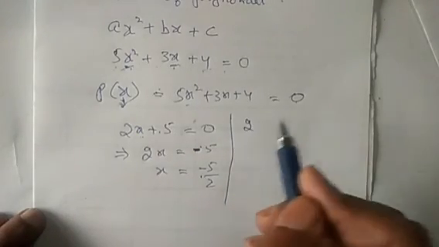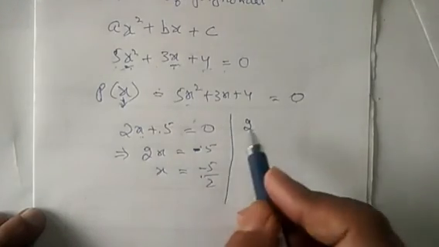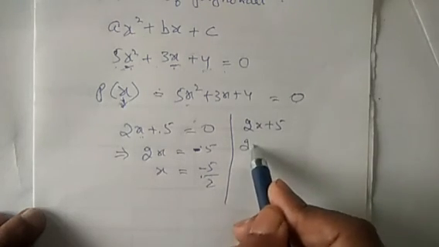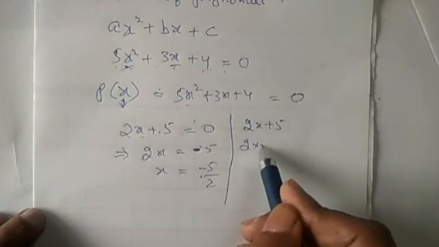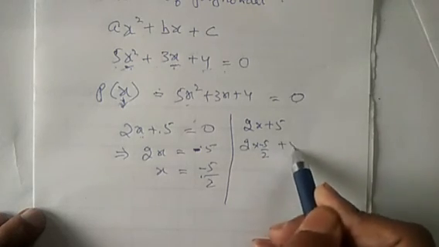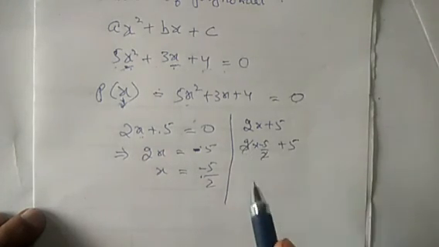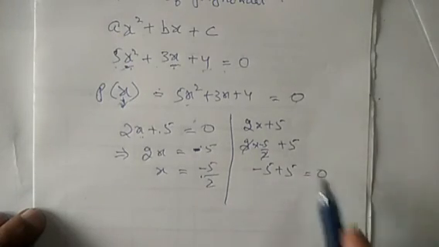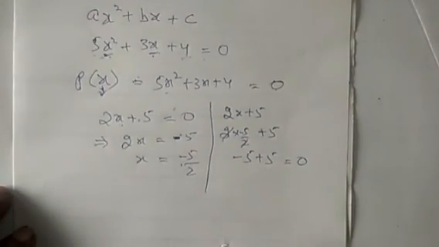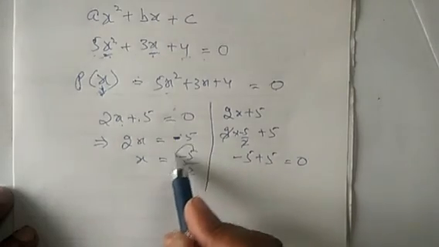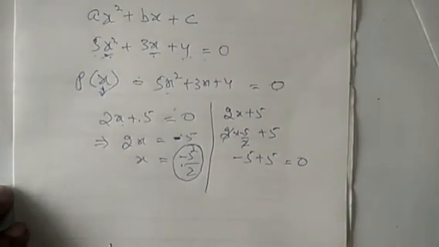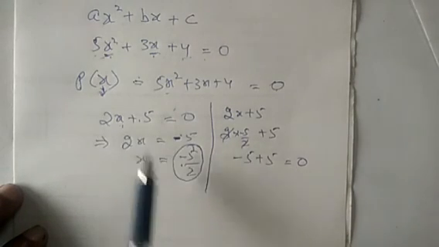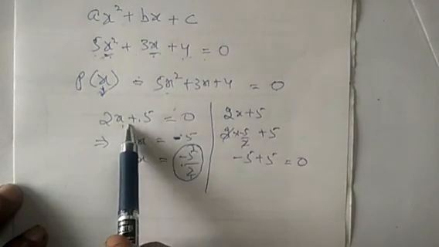Let us see, we'll keep the value of x here. Then 2x plus 5, see, x I got -5 by 2, plus 5. Let us see, this 2 is cancelled. We got -5 plus 5 and this is equal to 0. See, so this -5 by 2 is the zero of polynomial of this equation.